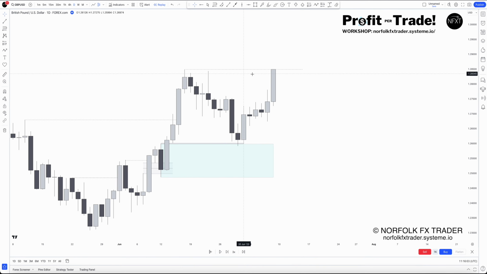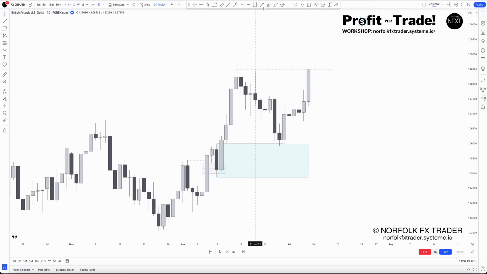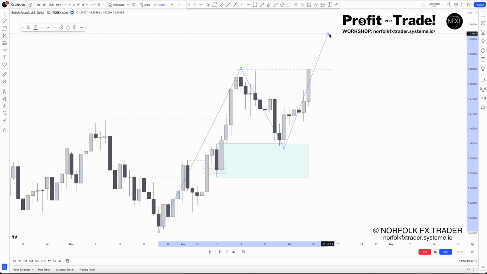But now we can see we've just closed through this high. That's a continuation. So now we have a new swing to the upside. So our structure continues to be bullish. So we have even this swing move here and a pullback continuation. That's what we're now looking at.